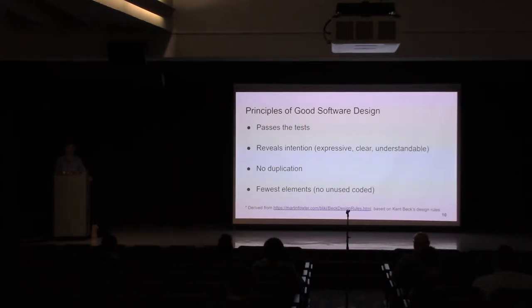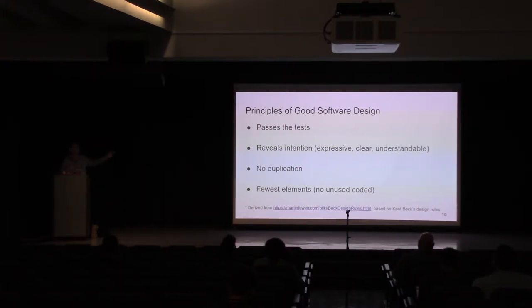The next is that it reveals intention, so that it's expressive, clear, and understandable. Except for documenting the variables and return values of an API, in general, you don't want to have comments in your code. That's considered a bad practice. So your code should be obvious enough that by the names of your functions and methods and the structure that you've got, you can follow the code without needing comments.